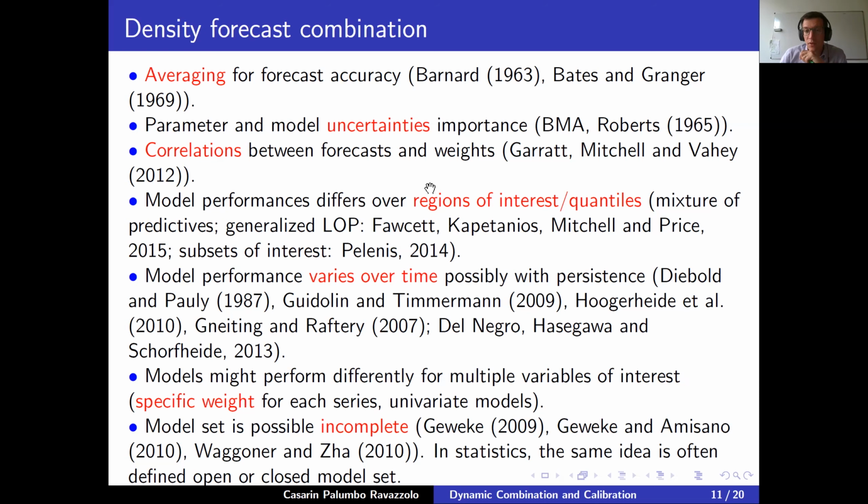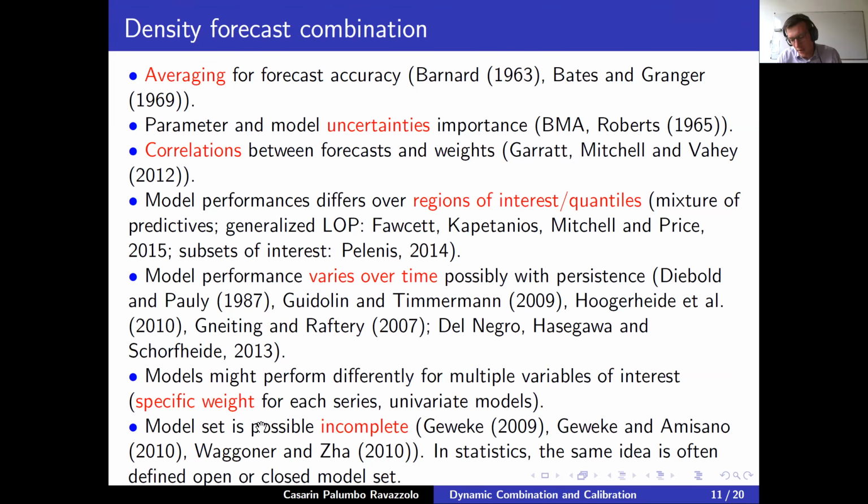Moreover, we start to do combination where we don't look at the whole density, but focus on part of the density, so regions of interest or quantiles. As I mentioned before, some models may do well in some periods, other models could do well in other periods. Importantly, if you're going multivariate, we should also think that the performance is not necessarily identical for all the models. So we should have enough flexibility.